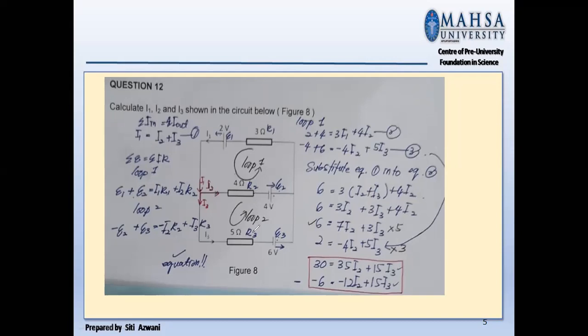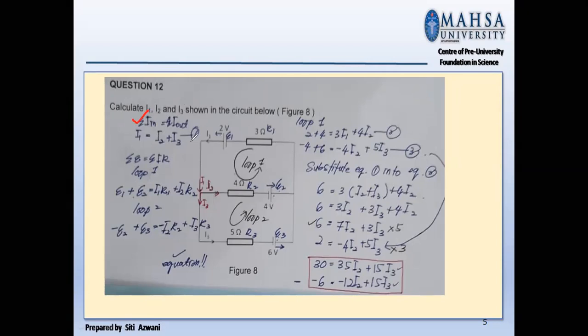Next, apply Kirchhoff's law. First, you have your first law, total I in equal to total I out. Based on the current direction at the junction, I choose this junction. Also, you can choose this junction. So here I have I1 equal to I2 plus I3.